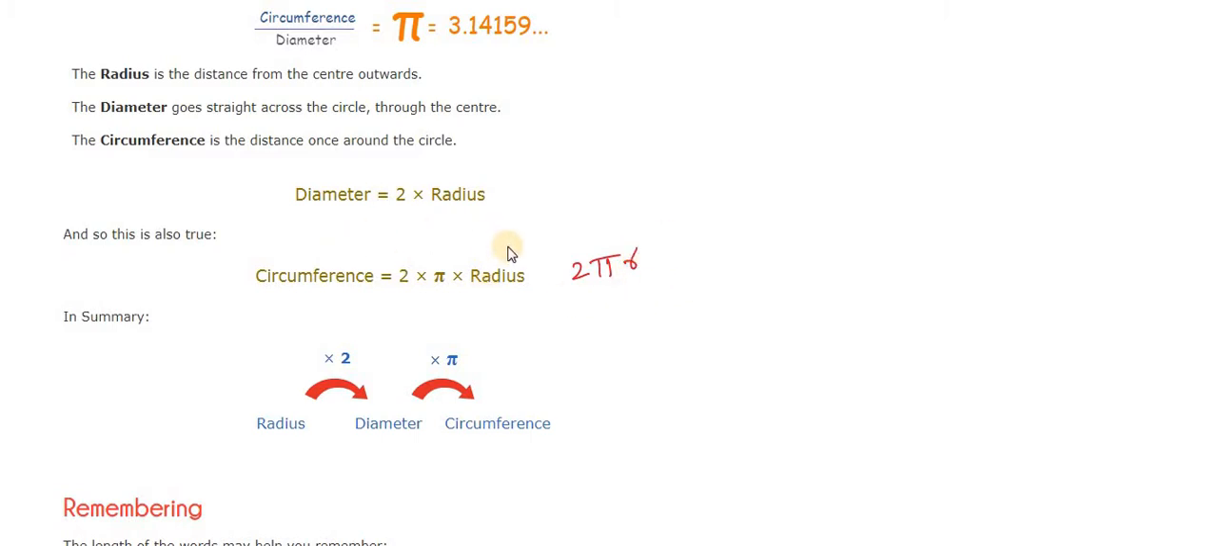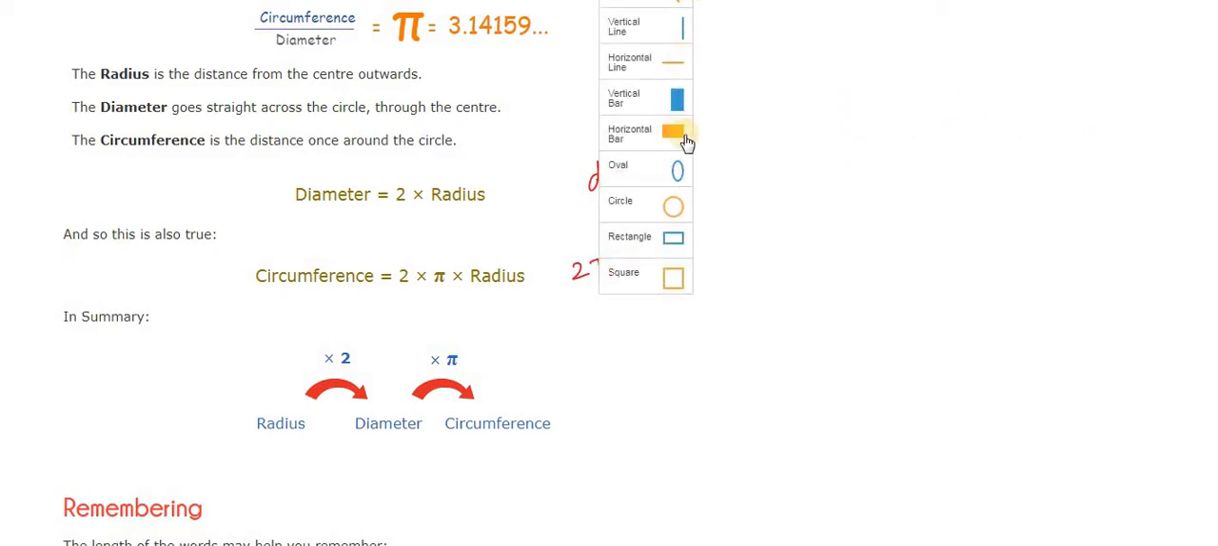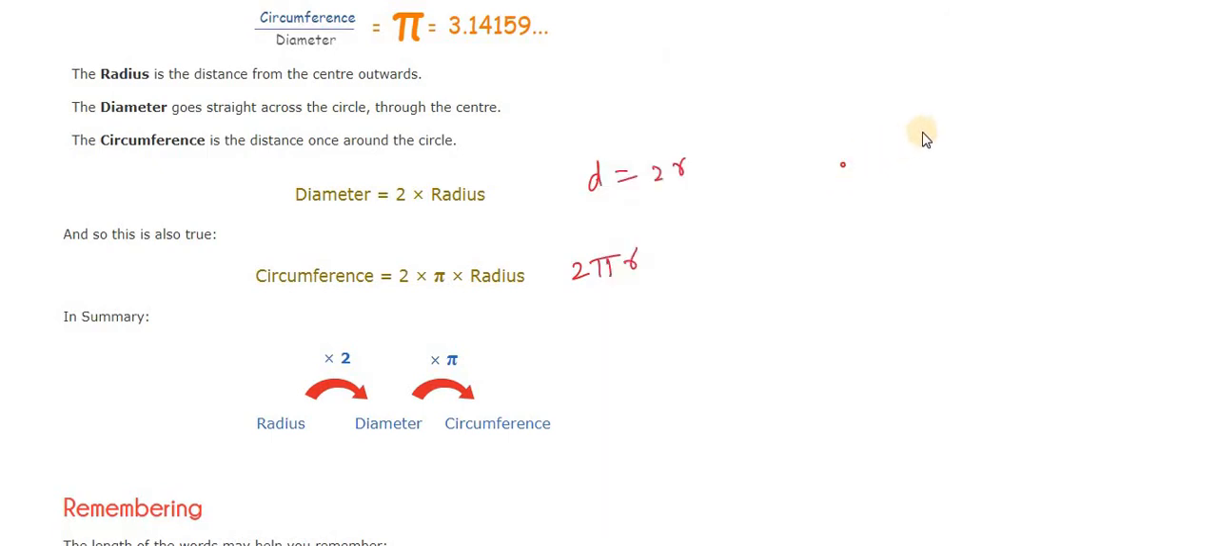This is a formula, and we can call that a formula also. And diameter, d, is equal to 2r. For example, in this circle, suppose the radius is 2 centimeters, then the diameter is 4 centimeters, double the radius. Then radius, diameter, circumference.